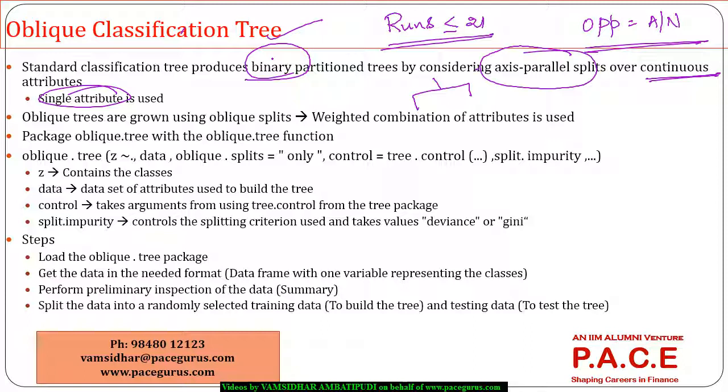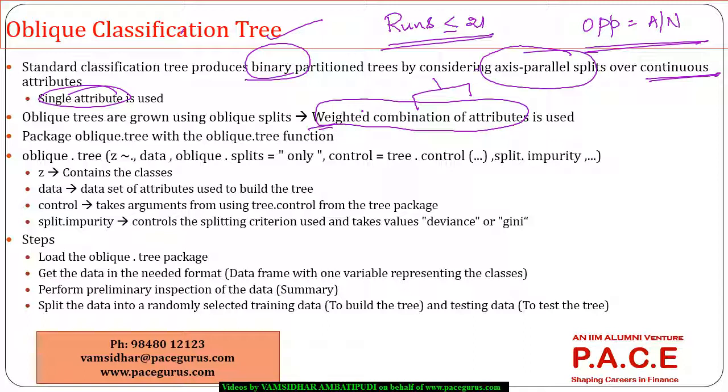Whereas in oblique trees, we are not going with axis parallel split, which means we are not looking at only one single attribute to create a rule to split the tree. We are using oblique splits. So when we are talking about oblique split, instead of taking one attribute at a time, we are considering a weighted combination of attributes to do the splitting of the tree.